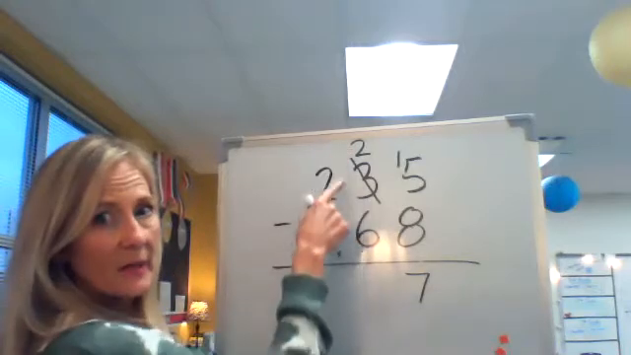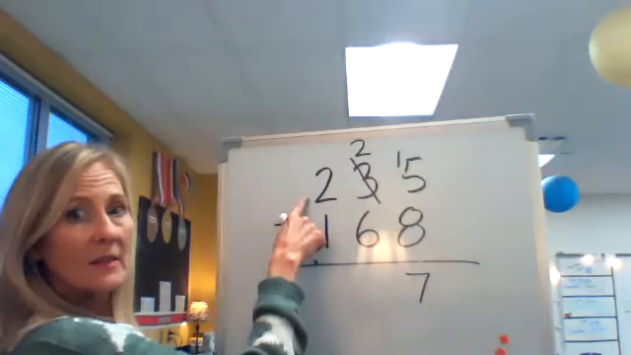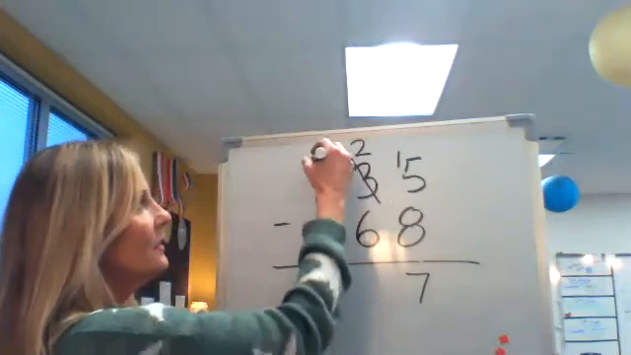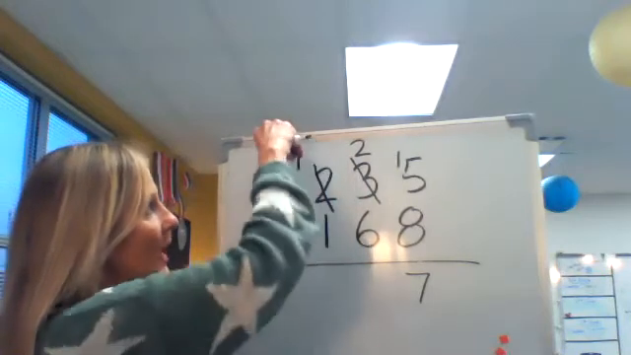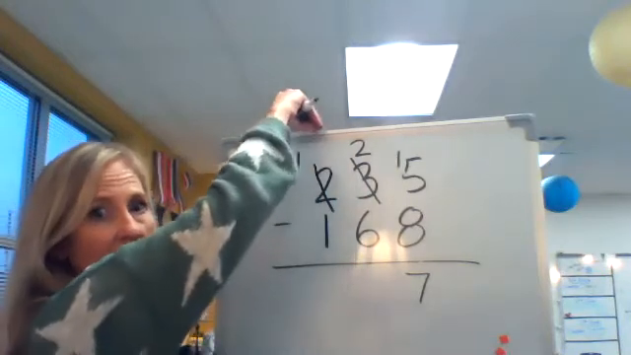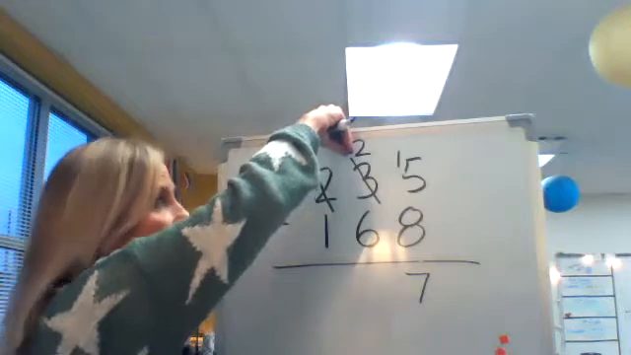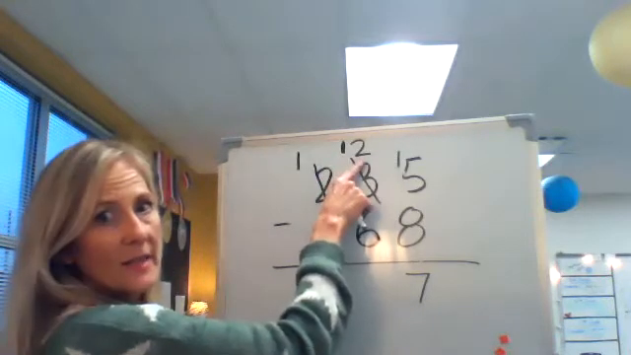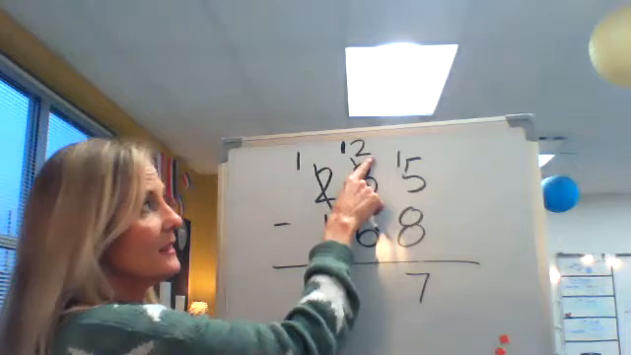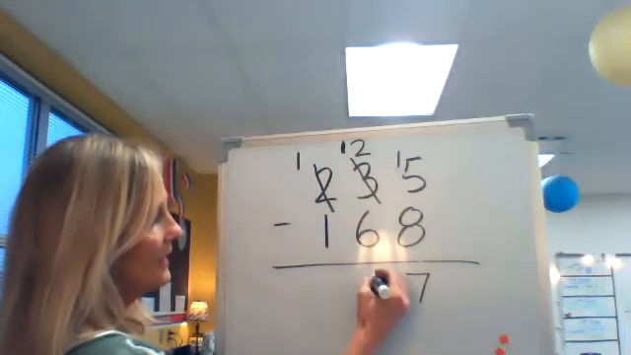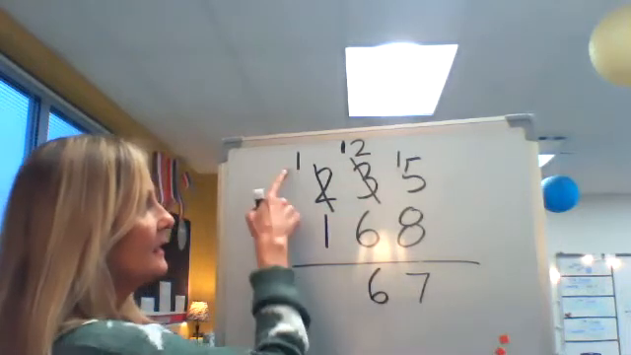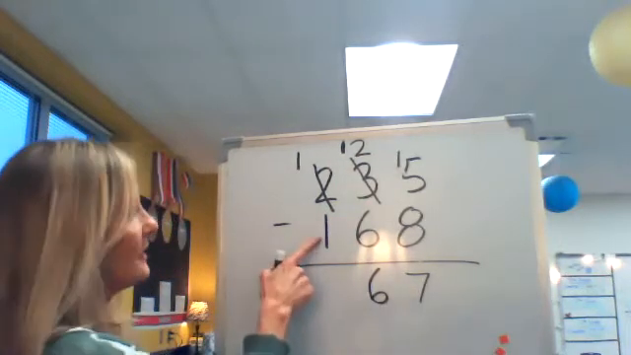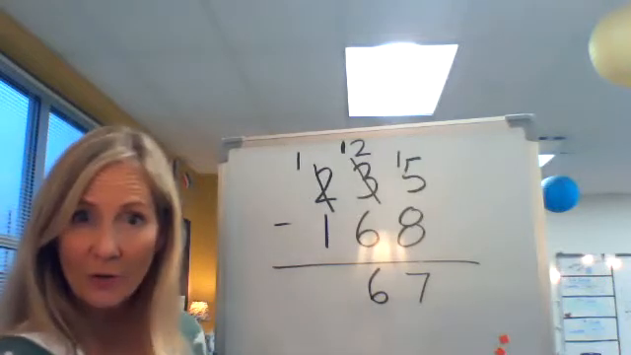2 tens take away 6 tens. I don't have enough tens up here to take 6 away, but luckily this is part of my number, the 200. 200s become 100. Why? Because I gave a group of hundreds and converted it into tens. And if I do that, I now don't have 2 tens, I have 12 tens. And that's plenty. 12 tens take away 6 tens is 6 tens. And 100 take away another 100 is no hundreds.